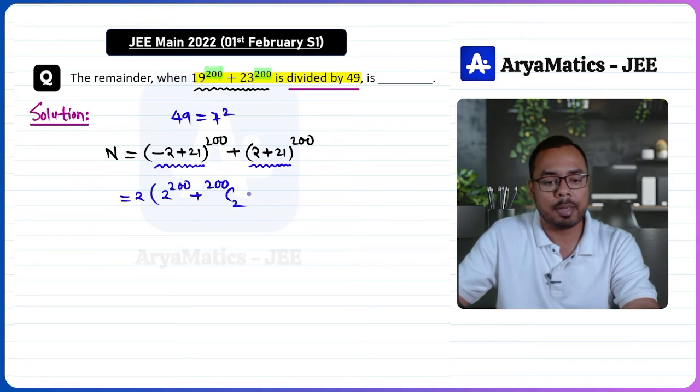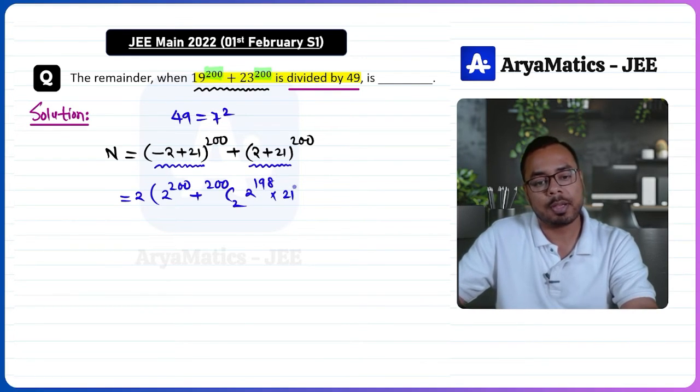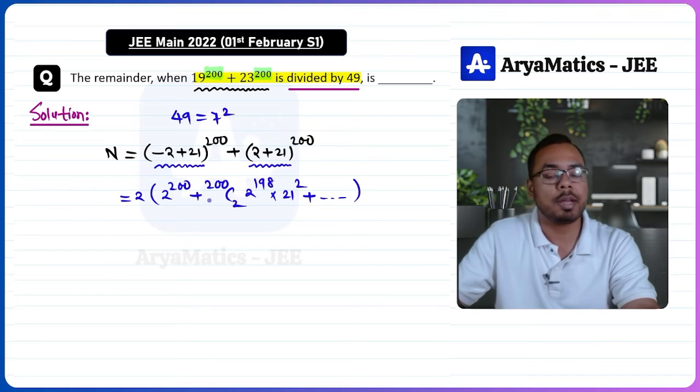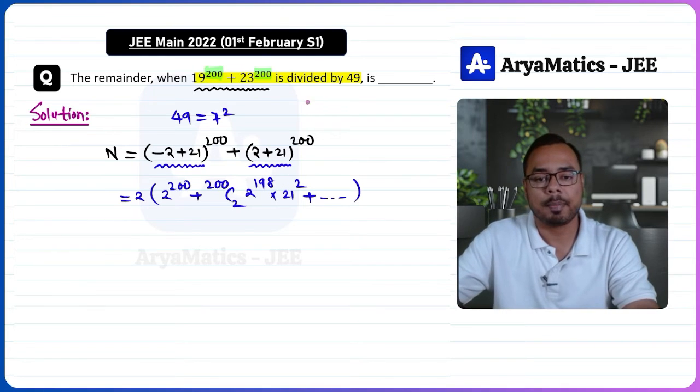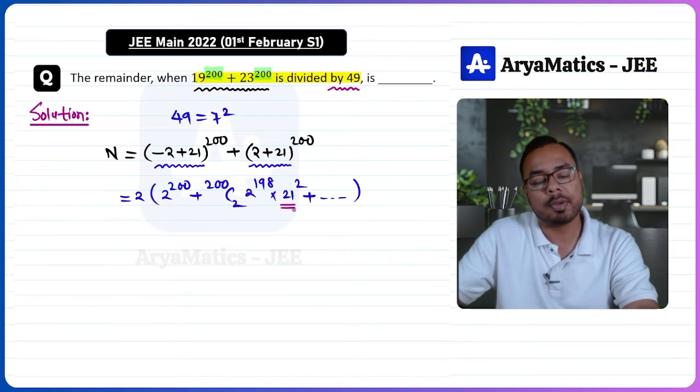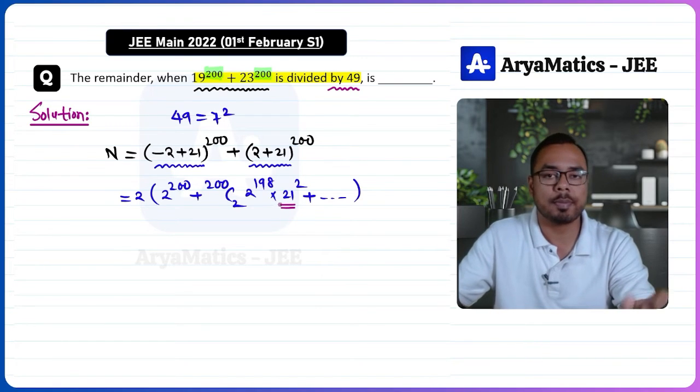And this is multiplied by minus 2 raised to the even power 198, that is 2 raised to 198, and then 21 square. Again the 200 C3 term will cancel, and after that you will get 200 C4, 2 raised to 196, 21 raised to 4. Now we are dividing this number by 49. 49 is 7 square. In 21 square, we have 3 square into 7 square.